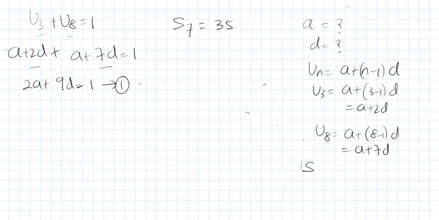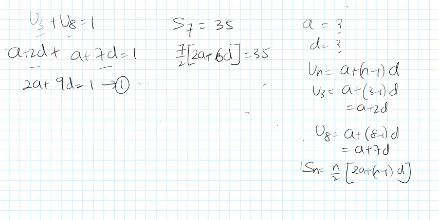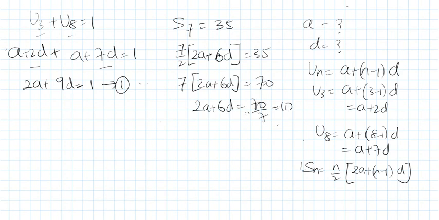So we refer to our sum formula, which was n over 2 times (2a plus (n minus 1)d). My n is 7 here, so it's 7 over 2 times (2a plus (7 minus 1)d). So 7 minus 1 is 6, so 6d, is equal to 35. All right, and the divide by 2, I can send it there, it becomes times 2, so I get 7 times (2a plus 6d) equal to 35 times 2, which is 70. And I can actually send the 7 also now: 2a plus 6d equal to 70 divided by 7, which is 10.